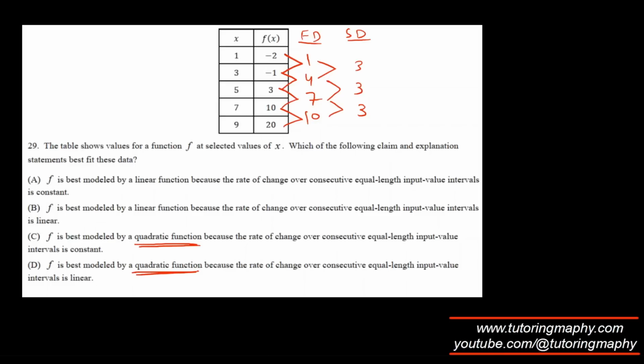Why? Because the rate of change over consecutive equal length input value intervals is constant. No, that's not correct. Because if the rate of change would have been constant, that would have been a linear function. But actually the rate of change is linear in nature, right? This ROC is linear in nature, and that's why its rate of change is positive. Right? I hope you understand. This is forming a straight line. This is linear, and that's why it is option D. That's the correct choice.